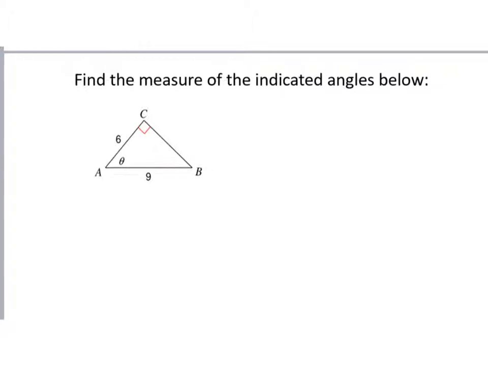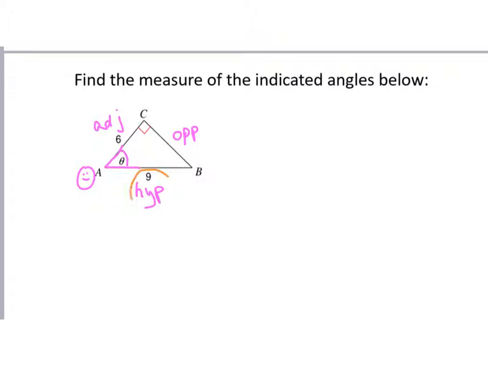Find the measure of the indicated angles below. So the indicated angle is going to be the one with the symbol in it. The symbol's a theta. It's a Greek letter. Okay? So I'm standing right here at angle A. I'm going to do the same thing I did before. I'm going to label across from the 90 as my hypotenuse. The hypotenuse touches the angle along with the adjacent side, leaving the side all the way across the triangle as the opposite side.